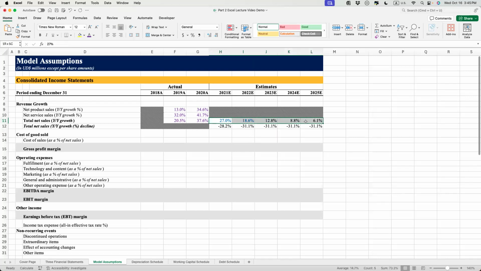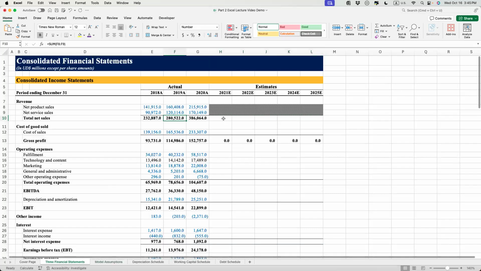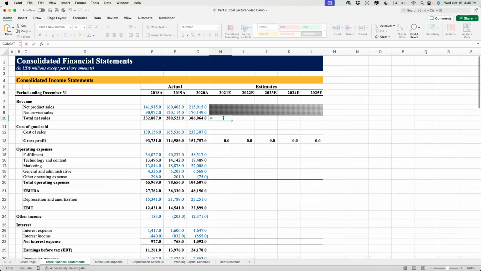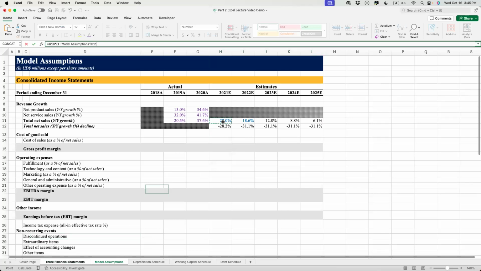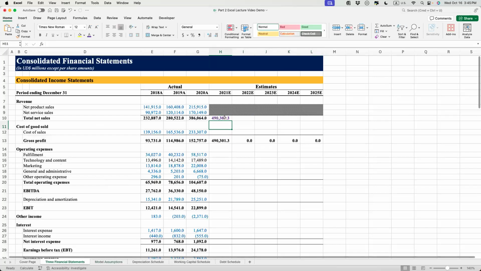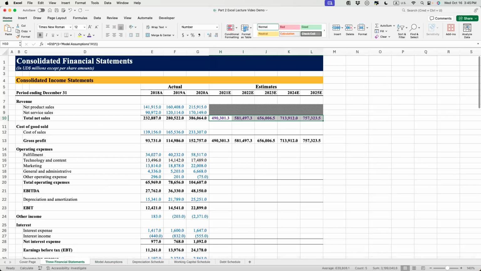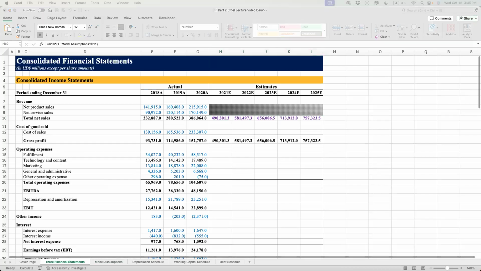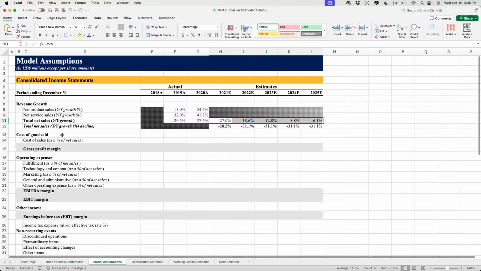Once we have this done, we can back-solve for the model-implied net sales for our next 5 years. So we come back here, and that's going to equal your previous year multiplied by 1 plus the sales growth rate we projected in the model assumption tab. And we get the net sales projected for the next 5 years. Okay, and then let's move on to the next item.